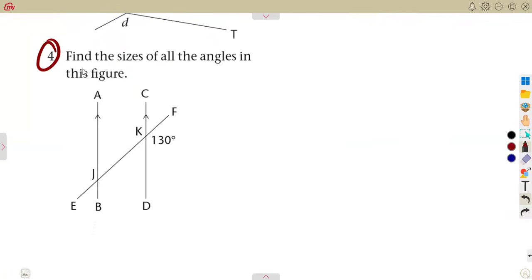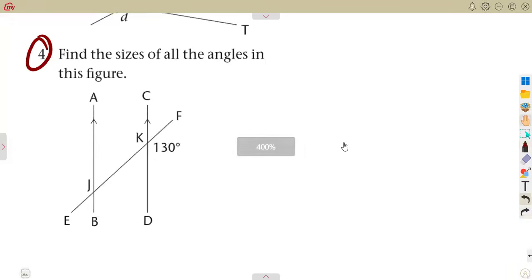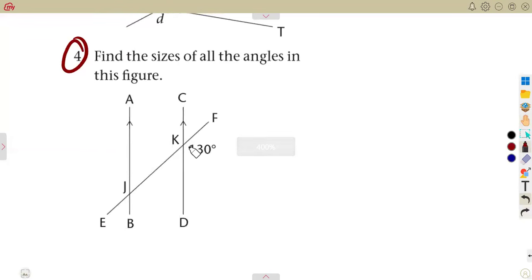Number 4, find the sizes of all the angles in this figure. All, meaning to say everything that we are seeing here. So let's see, we have got 130 degrees here. So meaning to say that the angle on this other side is going to be 130 degrees. All right. So remember, this is K. So this angle at K is also going to be 130, vertically opposite angles. So that's C, K to J, this angle here from C to K to J. All right. So we've got angle CKJ, which is 130 degrees.